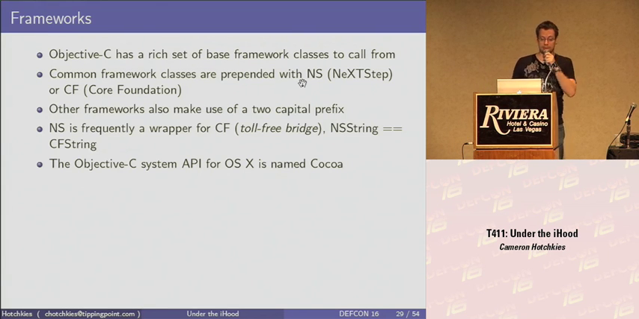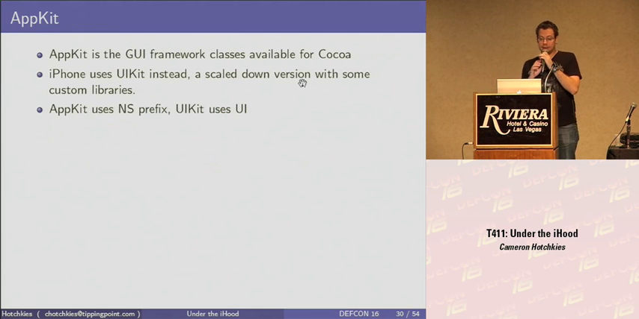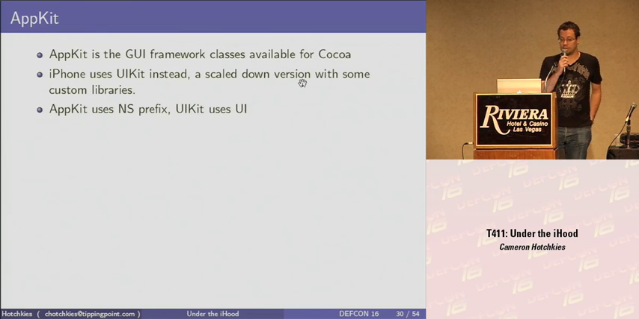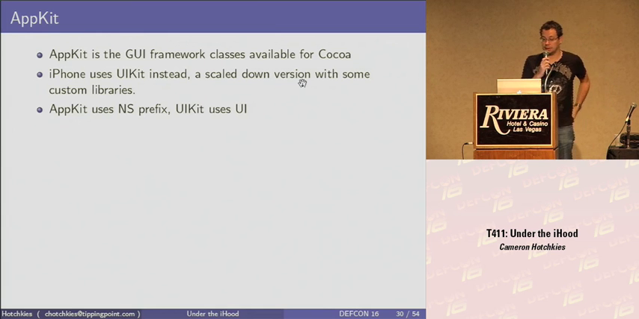When people use Cocoa and Objective-C interchangeably, the system API for OS X is actually what Cocoa is. AppKit is the set of GUI framework classes available on Cocoa. If you're working on the iPhone, it's going to be UIKit, which is a scaled down, slightly different version, with some totally different controls and custom libraries. So AppKit will be using the NS prefix, and UIKit will be using UI.